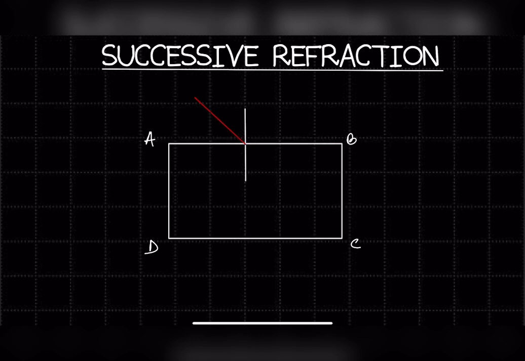Now, what will happen after reaching here? It will bend like this. It must actually go straight like this, but it will bend like this because of refraction. Very good. Let's say it will reach here like this. Now, what will happen? Let me draw another normal here. After refraction, what will happen to this? Again, it will go like this.